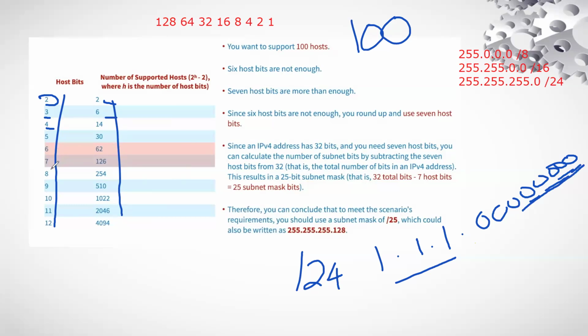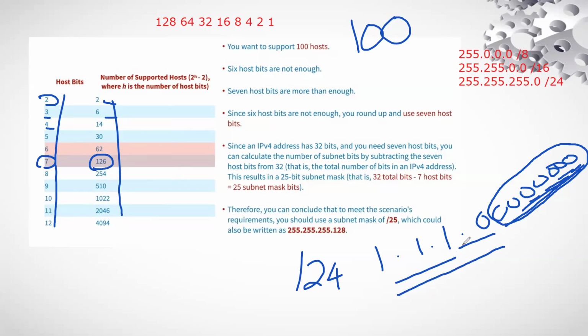62. Now, how did we get to that value? 2 raised to 6 minus 2. So here, if I have 7 host bits free, that is 2 raised to 7 minus 2, that is 126. And that means I'm only consuming one additional host bit, right? So I'm getting 126 usable IPs.